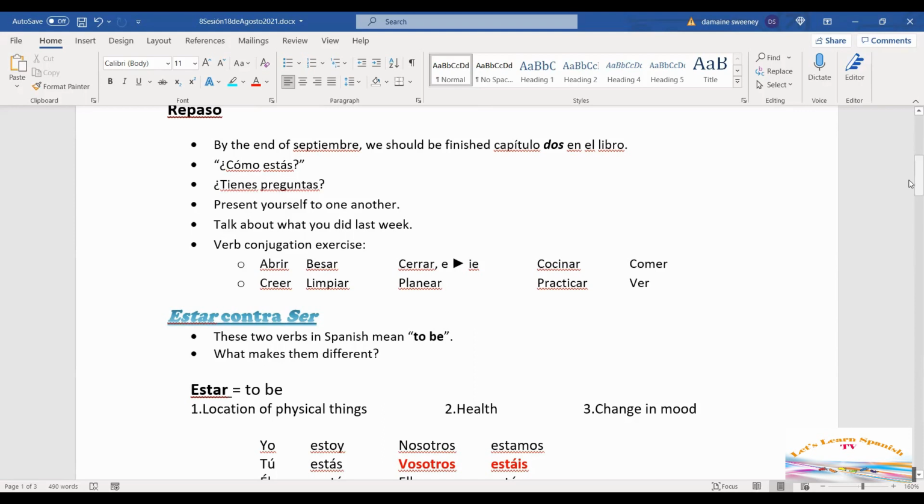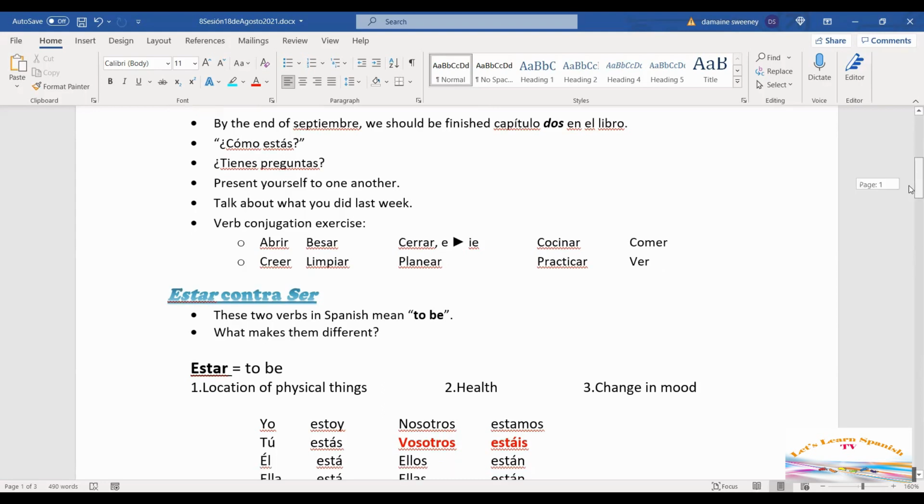Okay, so there you have it. You have abrir. You have a list of verbs there. I want you to practice the verb conjugation exercise. For example, yo abro la puerta porque mi hermana está allá. I open the door because my sister is there. Okay, so practice using examples. Just don't conjugate it alone.